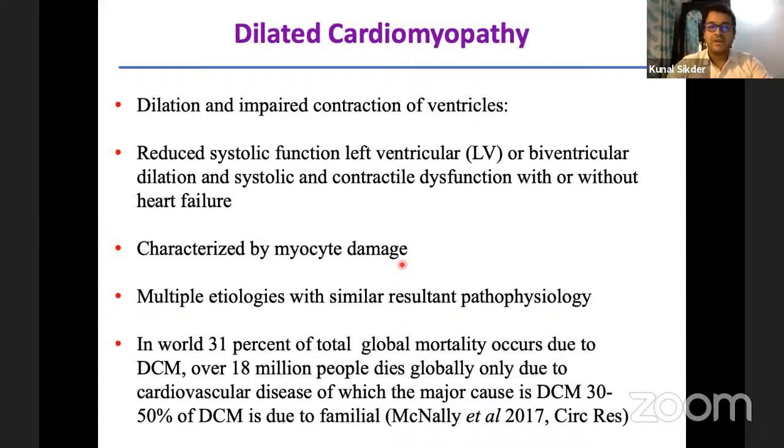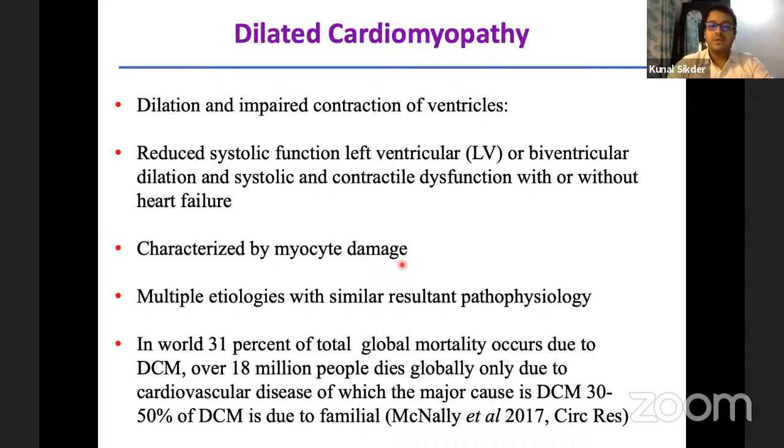So there is reduced systolic function of the left ventricle or both ventricles, as I said, sometimes biventricular or monoventricular. It is characterized by myocyte damage; a lot of myocyte apoptosis happens in a dilated heart, and there are multiple etiologies. There may be one etiology, maybe three or four etiologies together, or maybe no etiology.